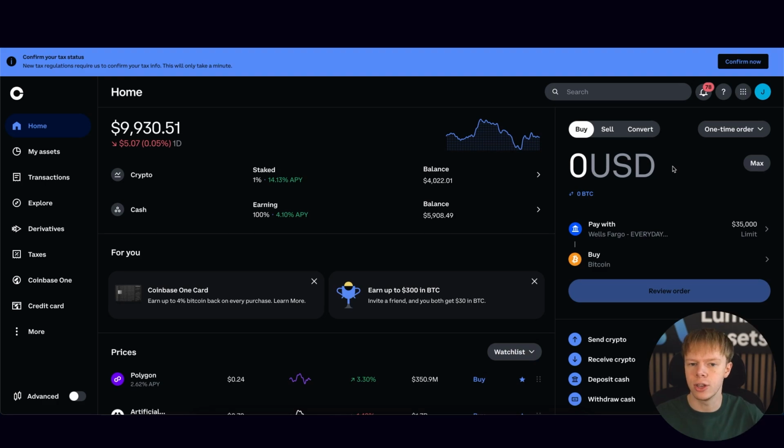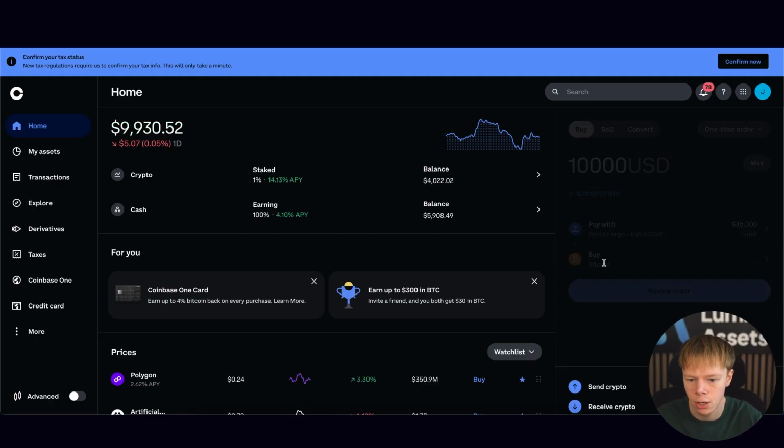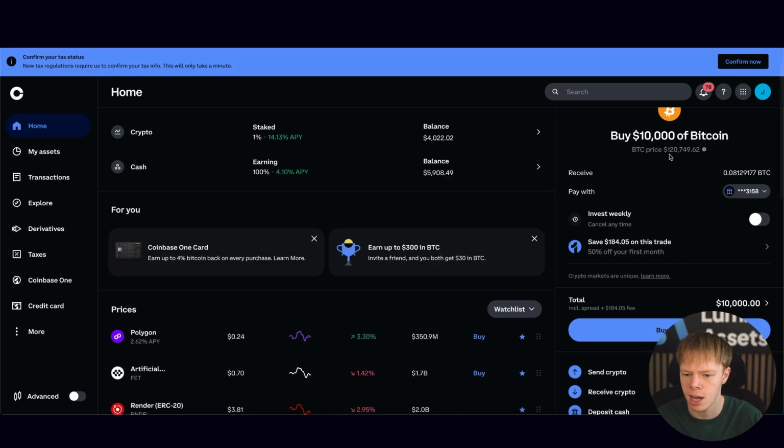A lot of you may not know this, but centralized exchanges, including Coinbase, Binance, Kraken, and basically every other, are going to charge you roughly 3% fees whenever you trade assets. For example, if I wanted to buy some Bitcoin right now, let's just say I wanted to buy $10,000 of Bitcoin.